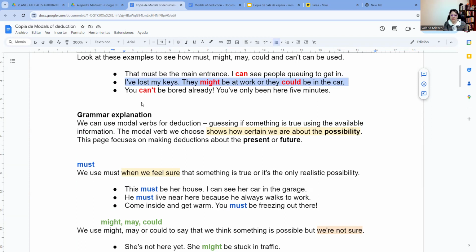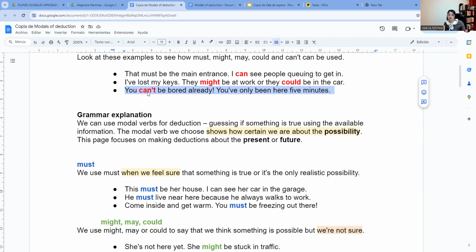And finally, we have can't. So you can't be bored already. You've only been here for 5 minutes. So you can't be bored already is like there's no chance. There is no possibility for you to be bored already. Right? So each of them shows a certain degree of possibility.